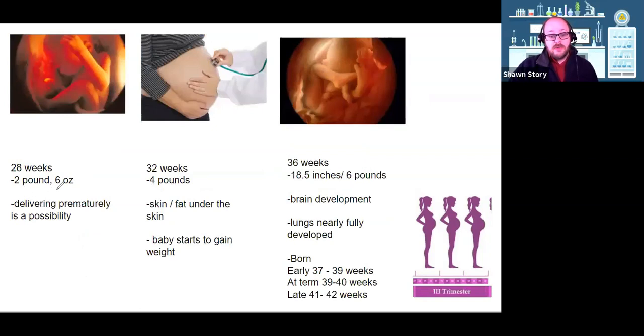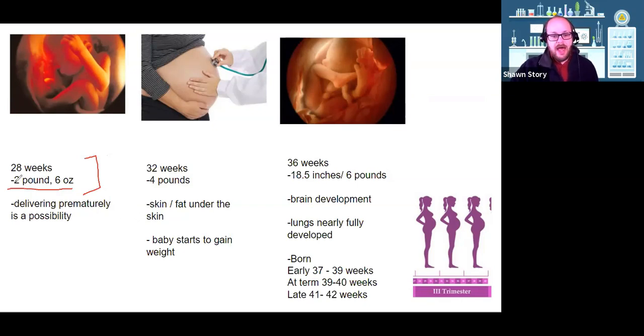At 28 weeks, we're at 2 pounds, 6 ounces. We kind of see that exponential growth, right? Just like with those cells, it's doubling and doubling and doubling. And so here's where we're going to start seeing a lot of changes really quickly with weight. It's going to start going really quickly in the last 2 months of pregnancy.